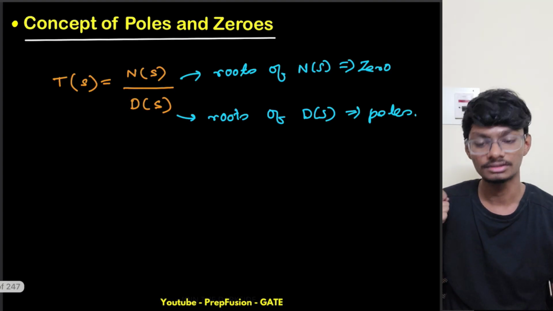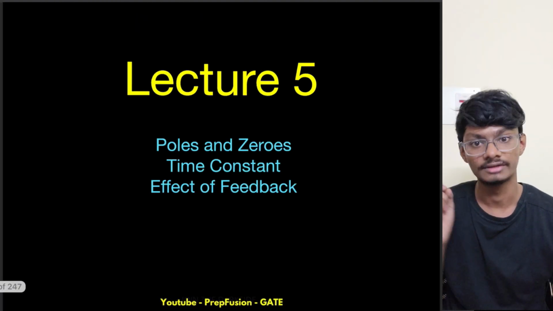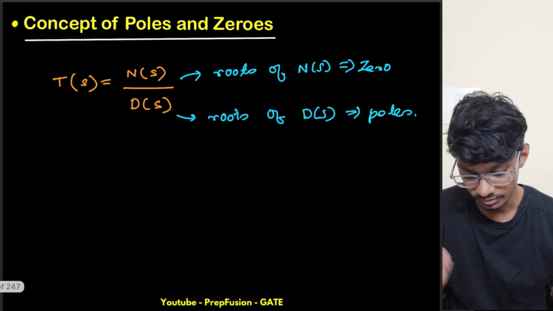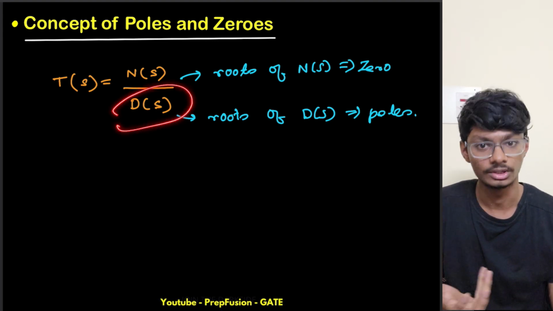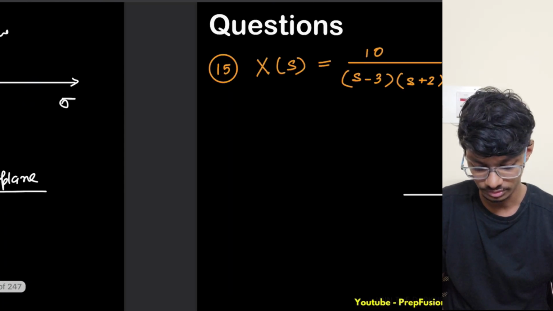In the fifth lecture, we learned about pole zeros, the concept of time constant, and the effect of feedback, the effect of positive feedback and negative feedback. Firstly, we learned what pole zeros are. Basically, poles are roots of the denominator and zeros are roots of the numerator. Then we found out how to find poles and zeros.